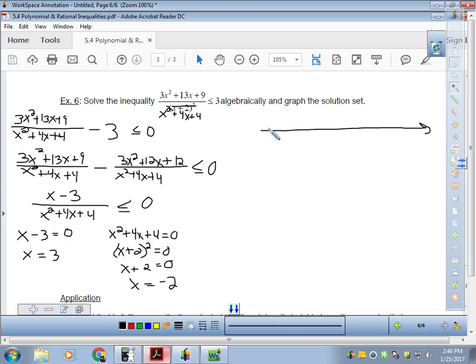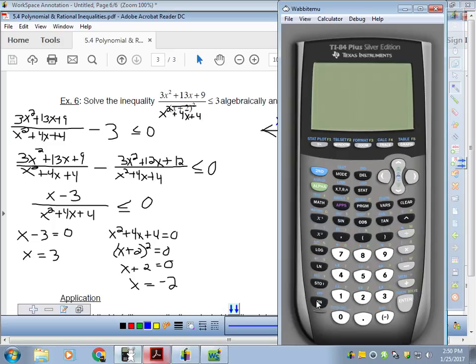We're going to make our number line. So here I've got negative 2. Over here I've got positive 3. In this interval, I'm going to pick x equals negative 3. In this interval, I'll pick x equals 0. And in this interval, I'll pick x equals 4. Then we're just going to take those and plug them into our equation.